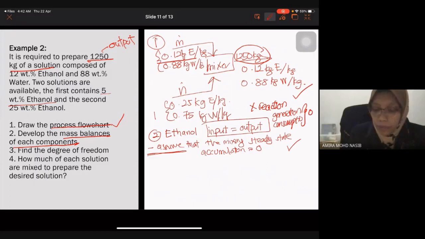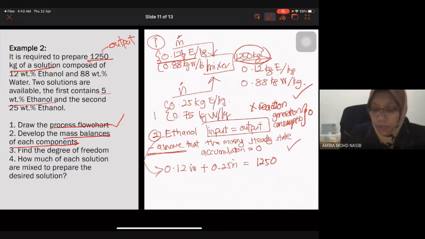So back to the mass balance for each component. Since we have two components here, which are ethanol and also water, we start with ethanol first. Input equals output. So we have two inputs, 0.12 m plus 0.25 n equal to 1250. Actually, there's no dot here, because a dot is for when you have flow rate. Since this is not a flow rate, there's no need for a dot.